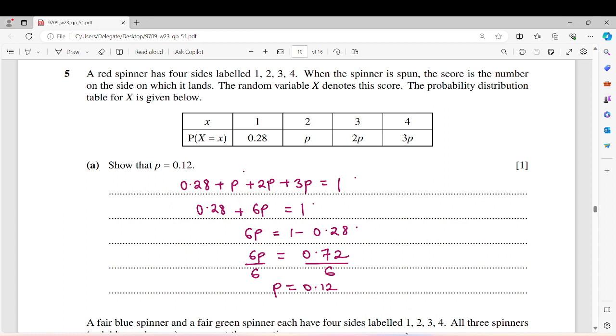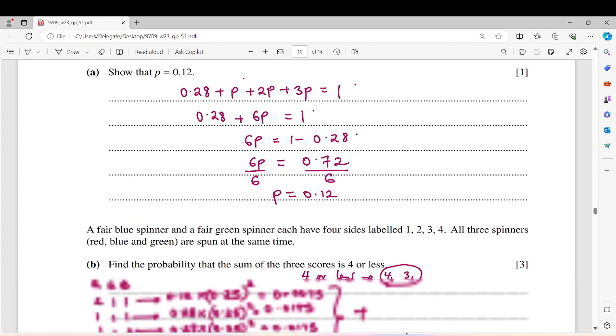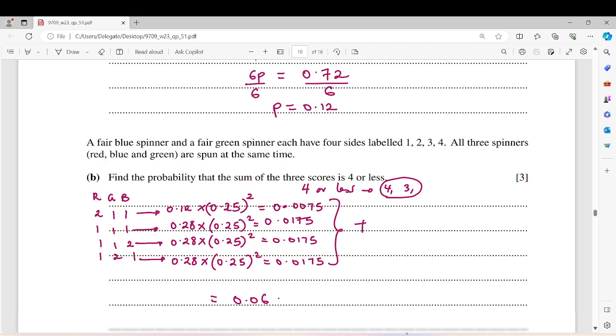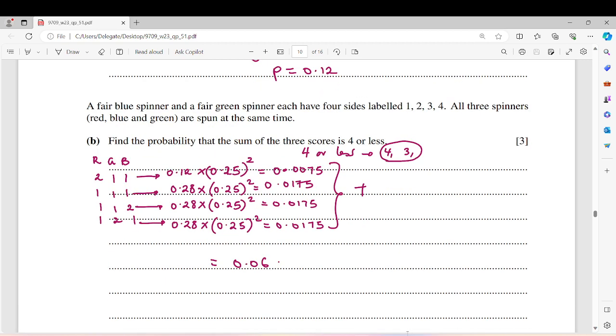So the random variable X taking on 1, we have 0.28, 2 we have p, 3 we have 2p, and 4 we have 3p. So they are saying show that the probability p is 0.12. So you need to know that the sum of the probabilities is 1. So add them and equate them to 1 and make p the subject, and you end up having p as 0.12.